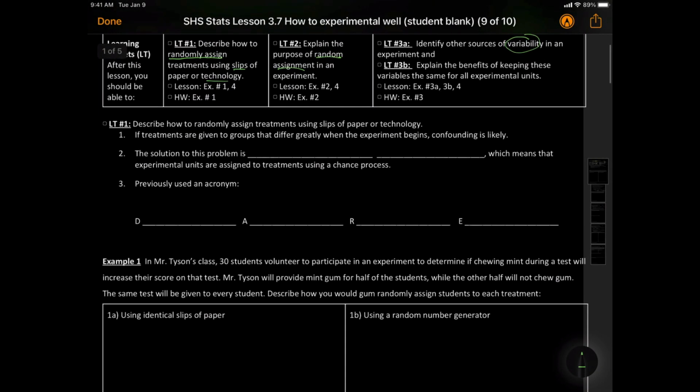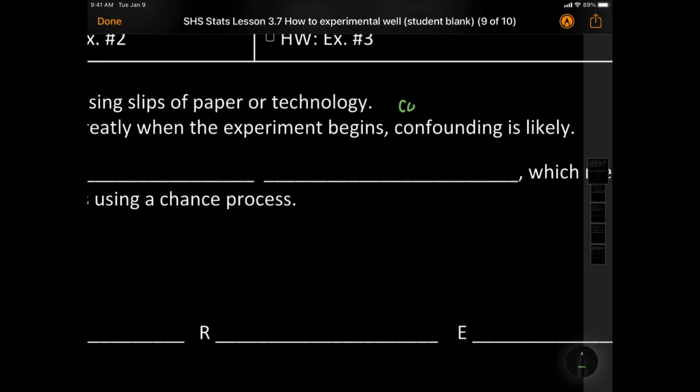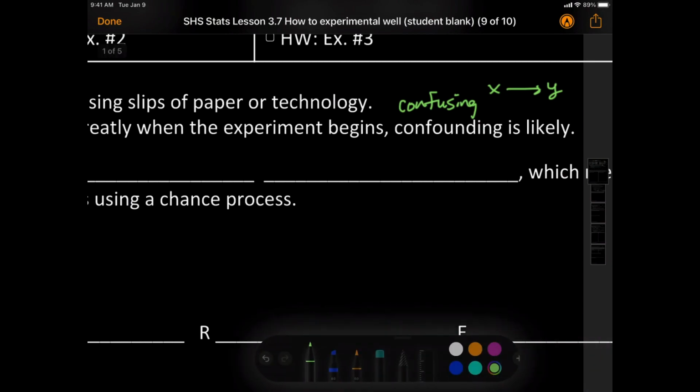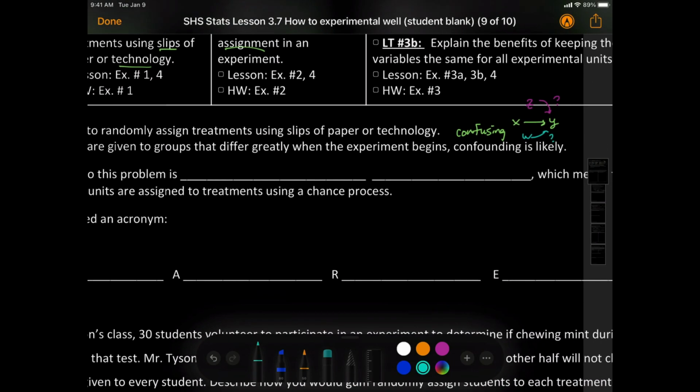Learning target number 1, if treatments are given to groups that differ greatly when the experiment begins, confounding is likely. Remember the word confounding kind of sounds like confusing. Basically, we want to know if X causes Y. But is it possible that Z is in there that confuses, or Z causes Y, not necessarily X, or is it possibly W? That's what it means to be confounding, or it's confusing.